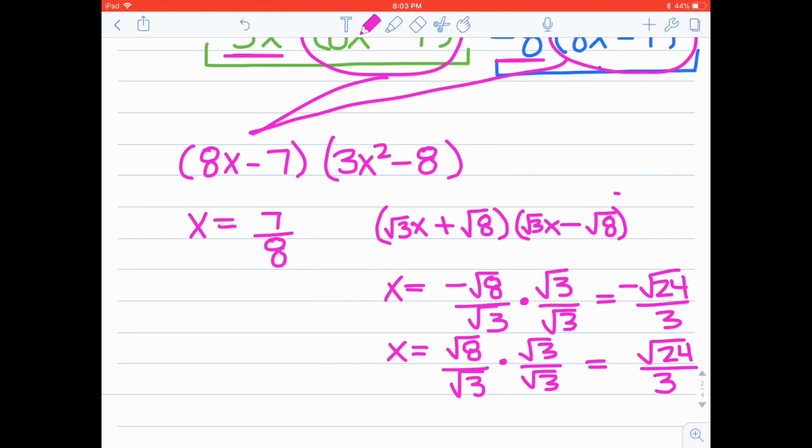And technically the square root of 24 could be simplified, and normally I would, but I feel like this might have been overwhelming enough as it is. So we are going to go ahead and leave that, and I will stress simplifying square roots later on in the unit.